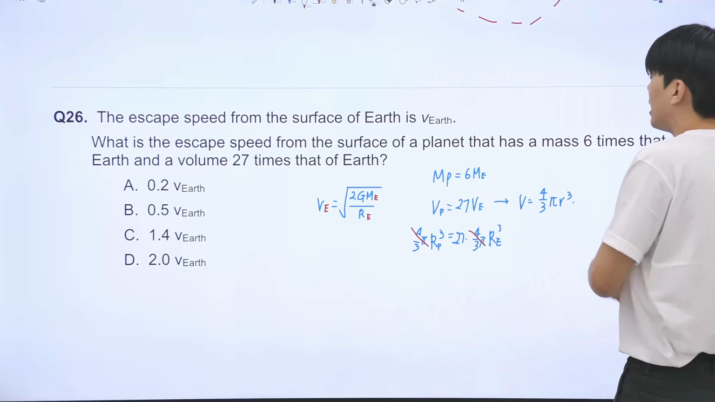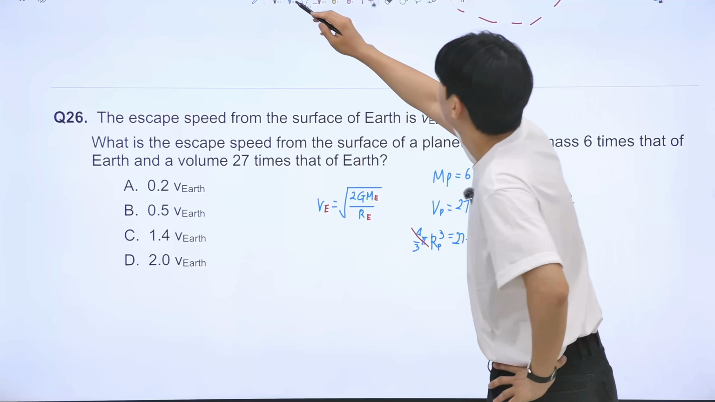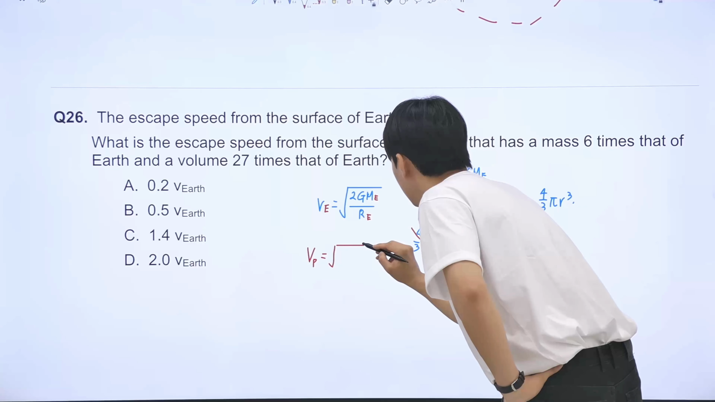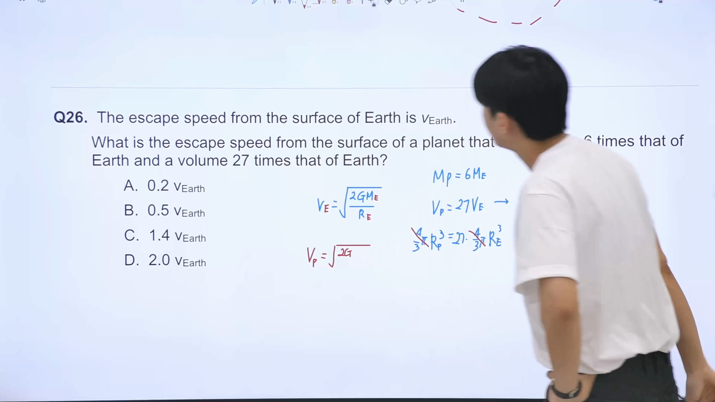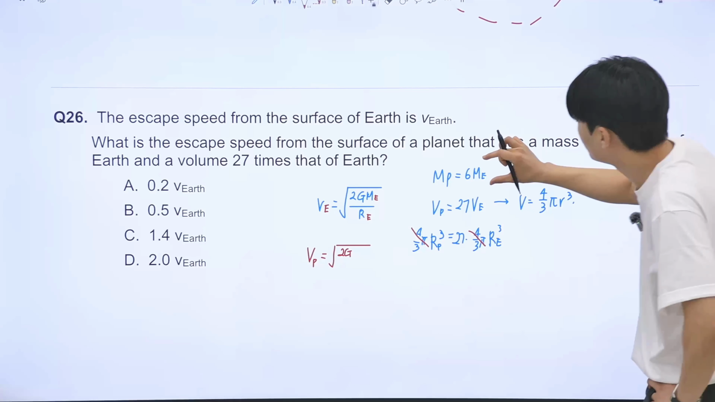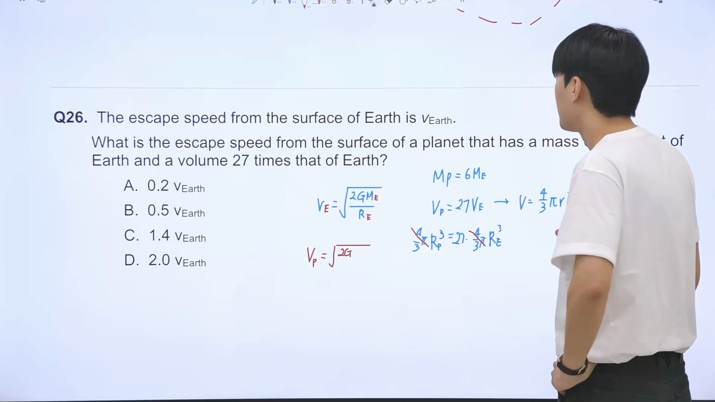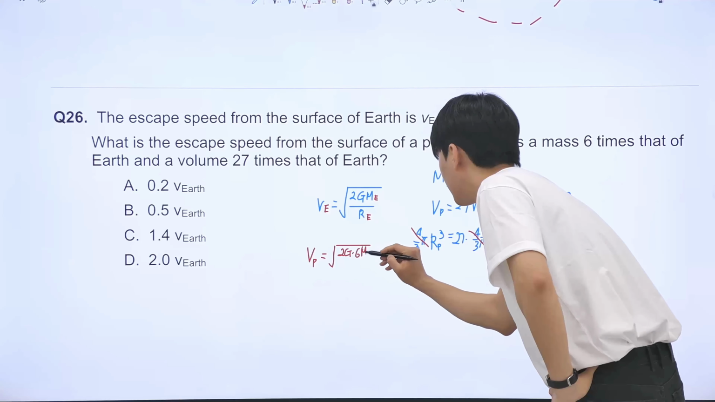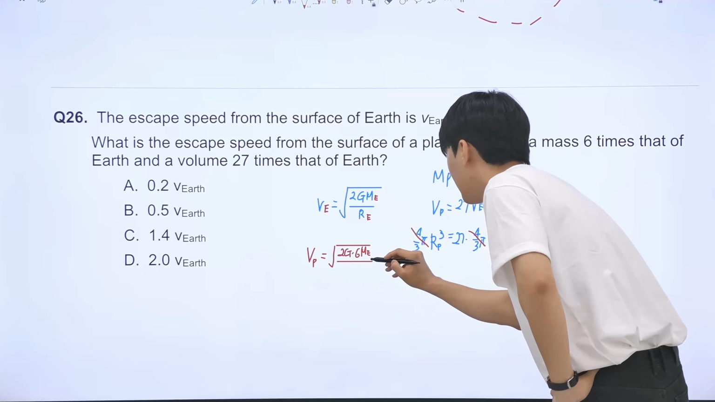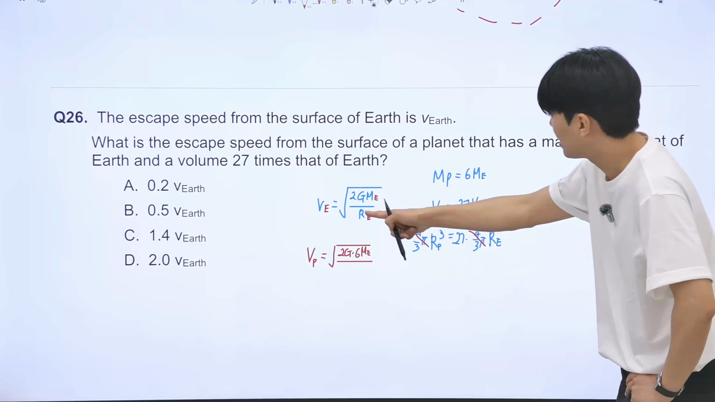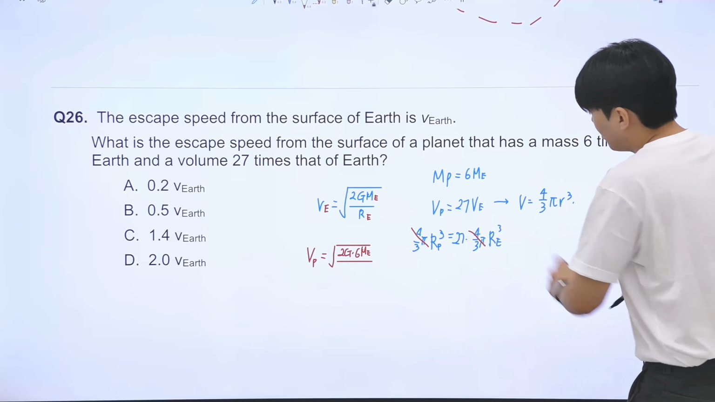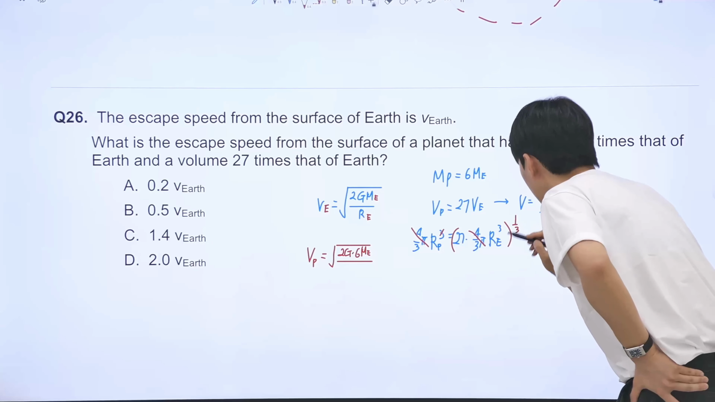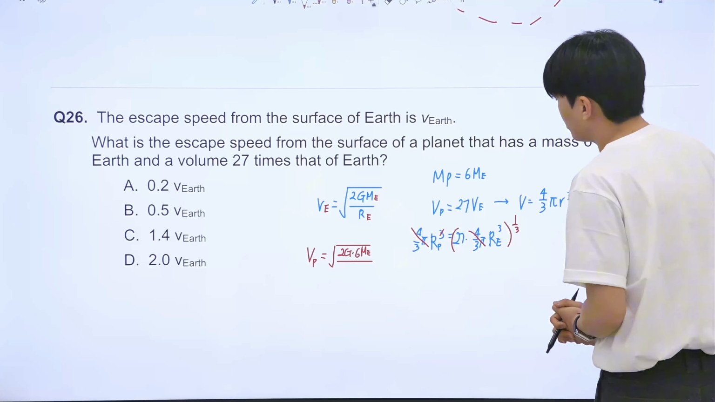And how about the other one, the planet? We're going to put in the planet: v of the planet equals root 2G times M. Instead of the mass of the Earth, we're going to put in M P, right? But M P is the same as 6 M E, so we go with 6 M E, divided by the radius of P. But instead of the radius of P, we have to substitute in order to put that into the formula.